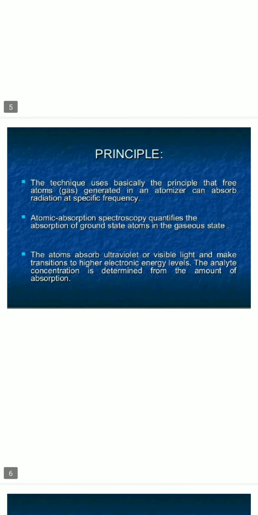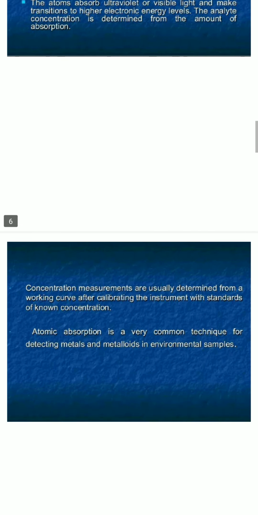Principle of AAS. The technique basically uses the principle that free atoms generated in an atomizer can absorb radiation at a specific frequency. Atomic absorption spectroscopy quantifies the absorption by ground state atoms in a gaseous state. The atoms absorb ultraviolet or visible light and make a transition to a higher electronic energy level. The analyte concentration is determined from the amount of absorption.